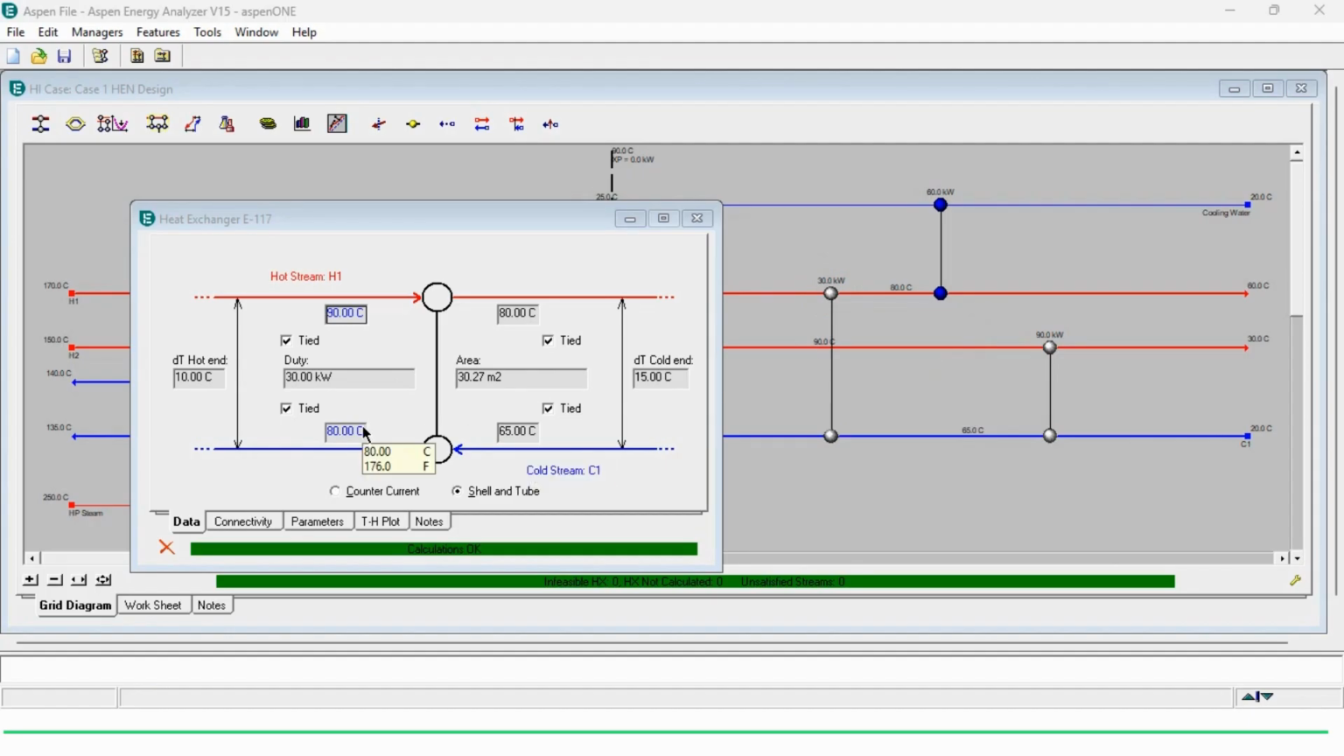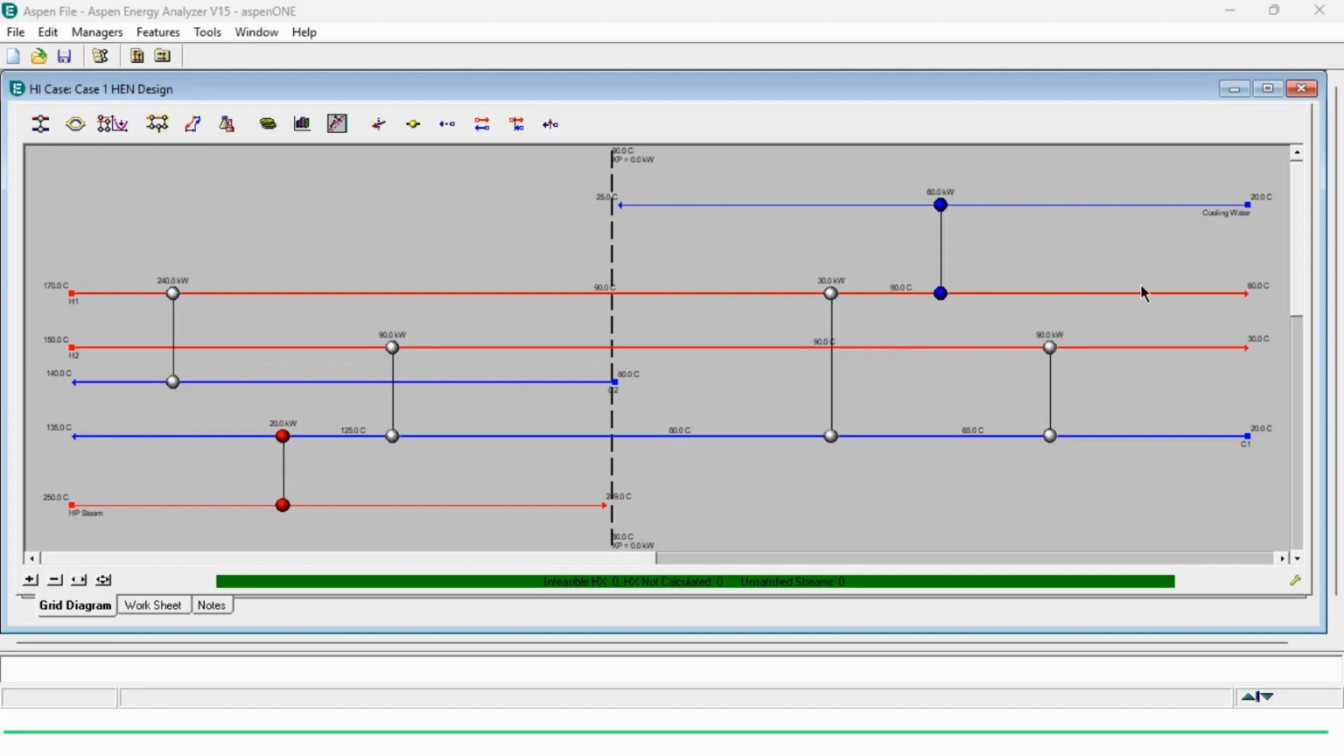It goes from 65 to 80 and its requirement is fulfilled, while H1 has gone from 90 to 80 degrees centigrade, a 15 degree centigrade delta T on this side, and on this side it is 10. The minimum delta T is 10, so it is followed at each point in the exchanger.